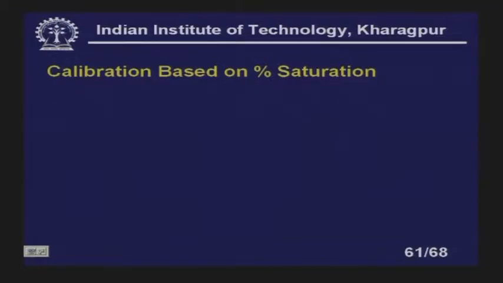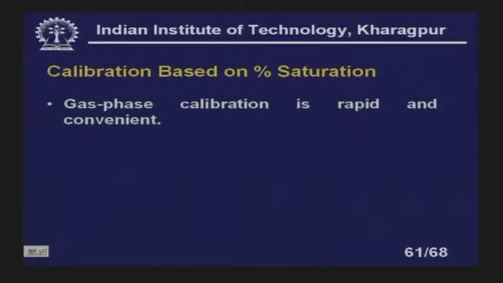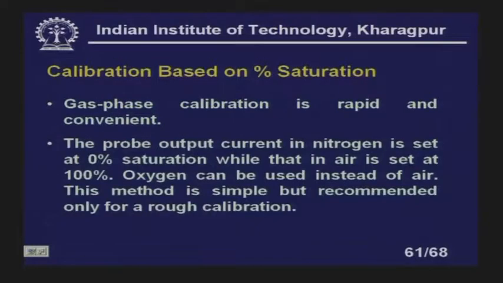Calibration based on percentage saturation. Gas phase calibration is rapid and convenient. The probe output current in nitrogen is set at 0% saturation, while that in air is set at 100%. Oxygen can be used instead of air. This method is simple, but recommended only for rough calibrations.